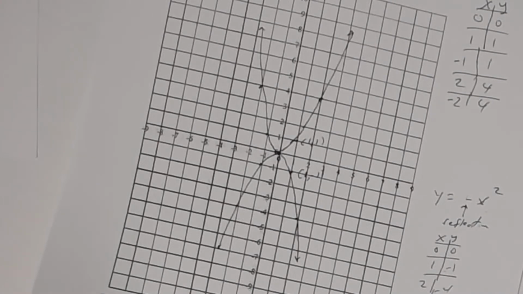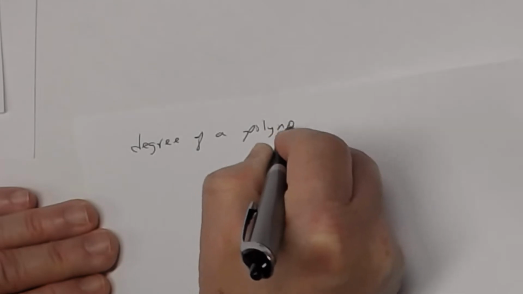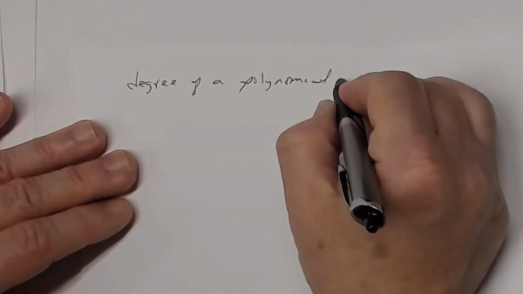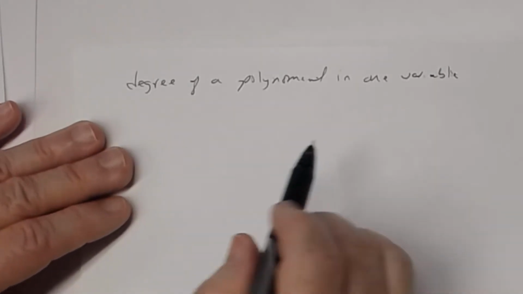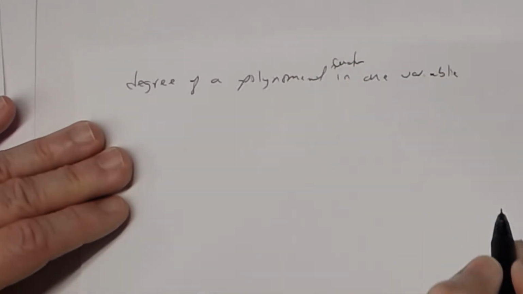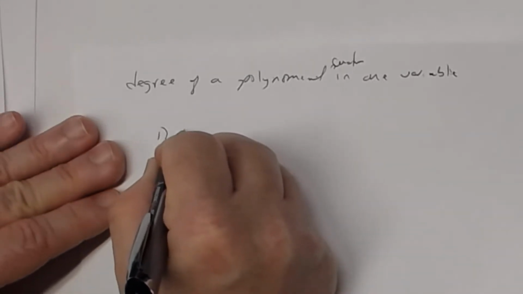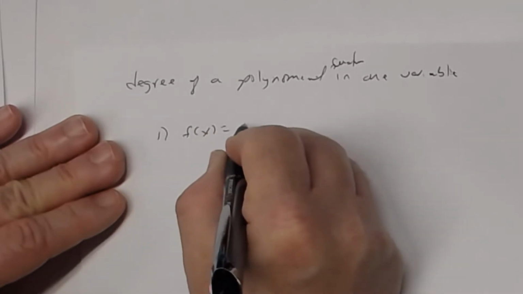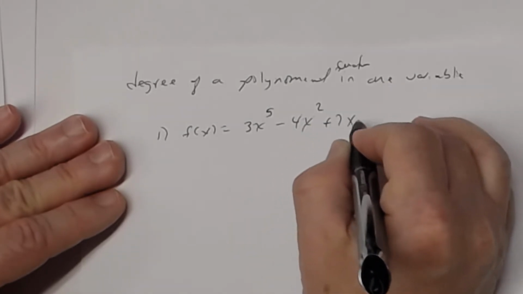All right, now the other thing you've got to remember is this, and listen carefully. We're going to talk about the degree of a polynomial. I'm going to put this in one variable because that's what we're going to be dealing with. The degree of a polynomial function in one variable means something like this. So we're going to start with an example. Let's say we had f of x equals 3x to the fifth minus 4x squared plus 7x plus 2.